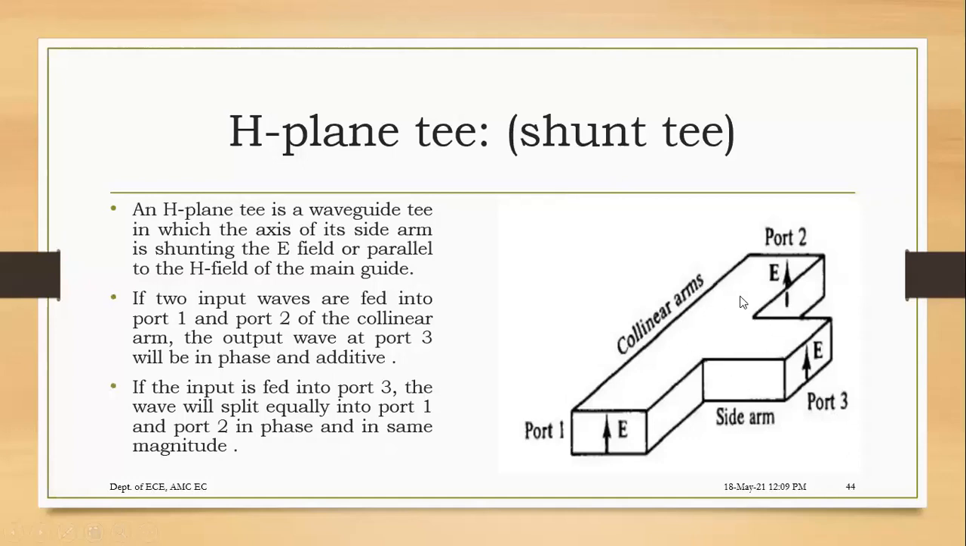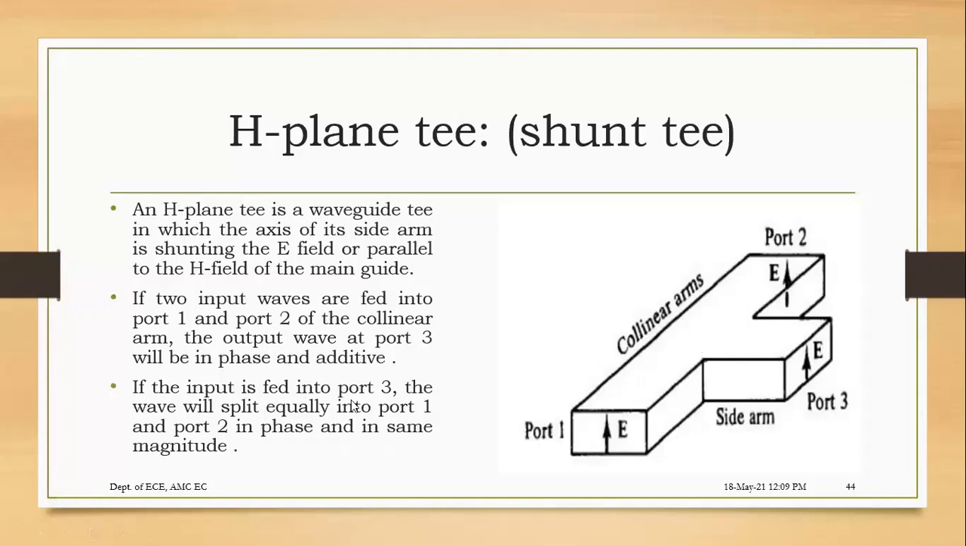So since it is parallel here, the structure will not change. The output you get will be in phase, whereas there it was perpendicular. Because of the alignment of your side arm, there was a change in the phase of the output between the two ports, port 1 and port 2. You used to get a minus 180 degree phase shift, but since here it is parallel to your planes, you'll be getting an additive phase, or in phase and additive.